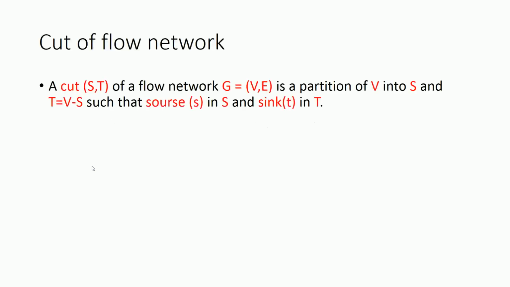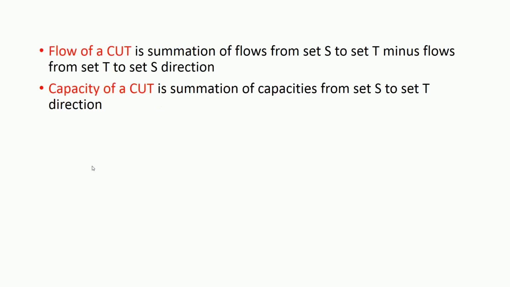The term cut for a flow network is almost similar to the cut we discussed in the minimum spanning tree problem. The only difference is that the source and sink vertices should be in different partitions. So we can state that a cut of a flow network is a partition of vertices into set S and set T, such that if the source vertex is in set S, then the sink vertex should be in set T.